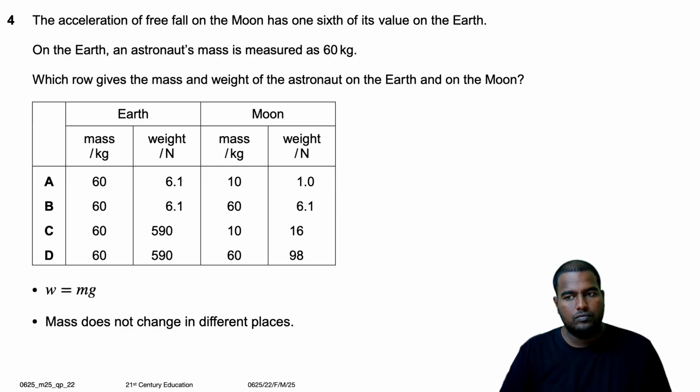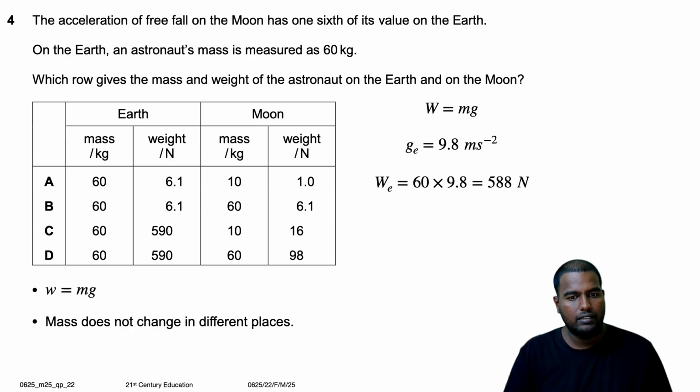Then we know that W is mg. So g, acceleration due to gravity on Earth, is 9.8 meter per second squared. So W is mass times 9.8, which is 60 times 9.8, 588 Newton. So it's rounded off to 590 Newton. So actually by this time we can conclude the answer.